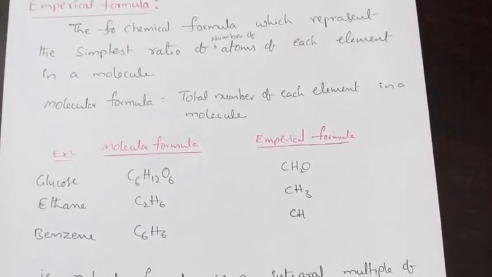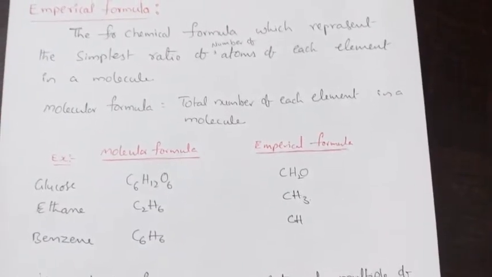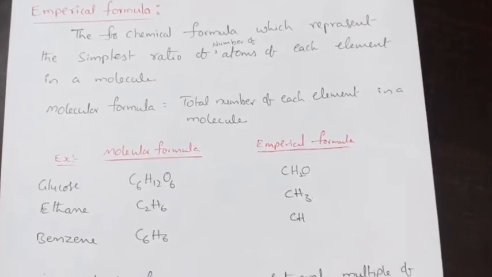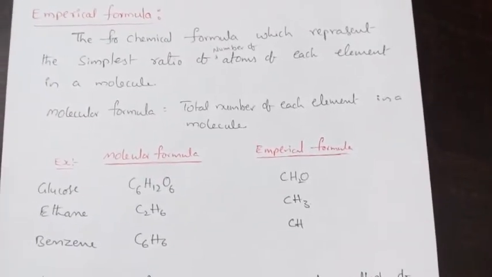In a similar way, ethane has the molecular formula C2H6 and its empirical formula is CH3. Benzene has the molecular formula C6H6 and its empirical formula is CH.